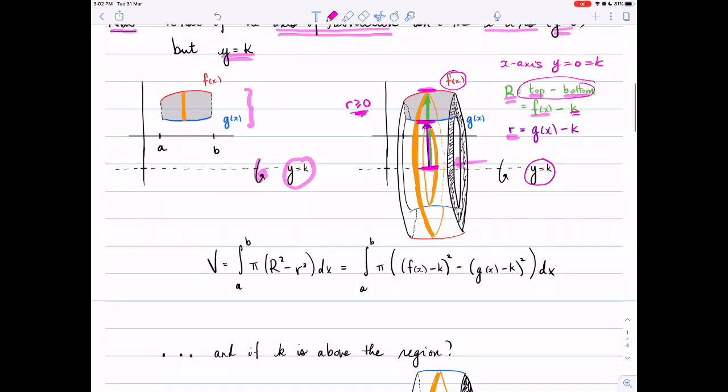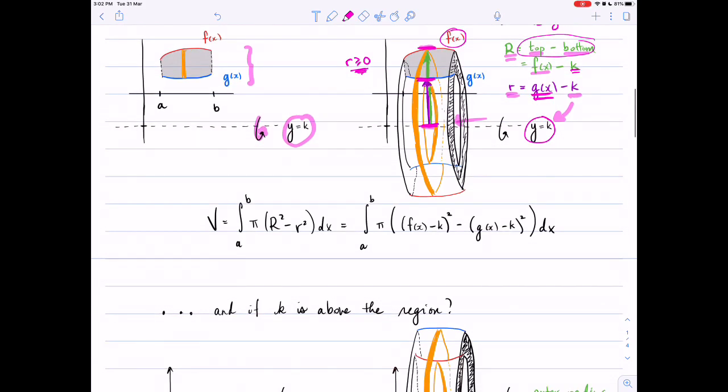So for the inner radius, the small radius, the top value is our function g of x, whereas the bottom value is still the axis of revolution, y is equal to k. And if we put that information back into this same general formula, pi times big R squared minus little r squared, well, if we fill in those two radius values into the formula, then that's what we get.